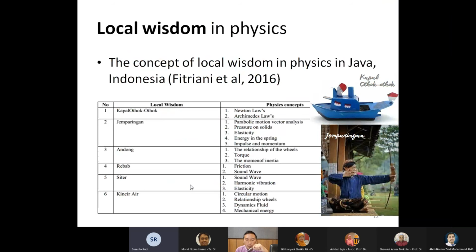Okay, next, here are examples of local wisdom, especially in Java, Indonesia. There are couple otok-otok, Jembaringan, Andong, Rebab, Sitar, and Kincir Angin. We can see the pictures in the previous slide. Couple otok-otok, based on Fitriani et al. 2016, can be used to deliver the basic concepts of Newton's law and Archimedes' law. Jembaringan can be used to deliver basic concepts about parabolic motion, vector analysis, pressure on solids, elasticity, energy in the spring, and impulse and momentum. Indonesia has many local wisdoms.